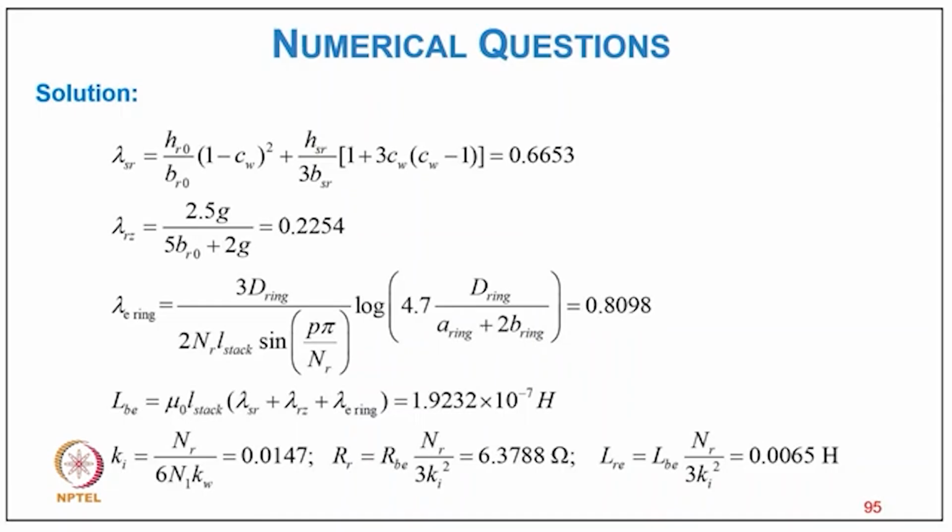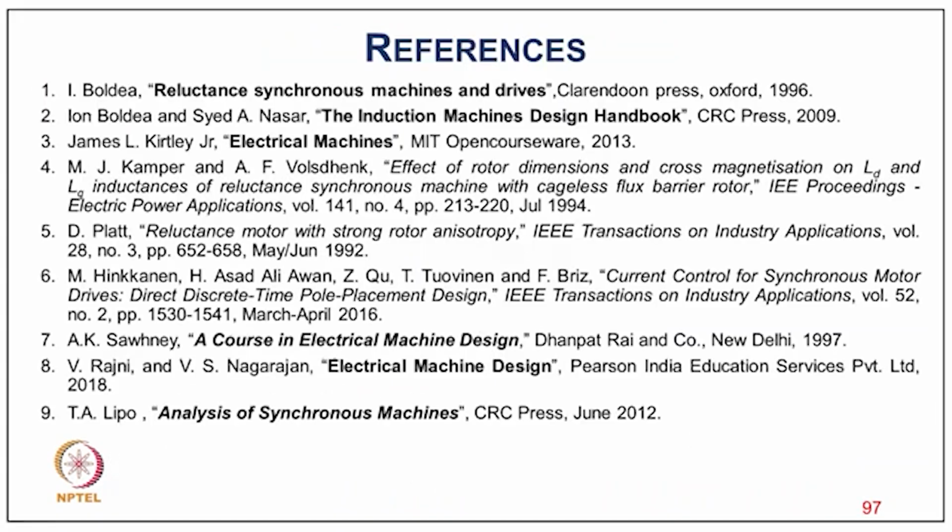RB upon NR upon 3 KI square, that comes 6.3788, while LR equal to LB upon NR upon 3 KI square, that comes 0.0065 Henry. So now these are the book and references from which this material is developed.